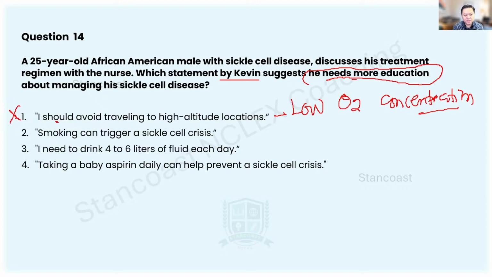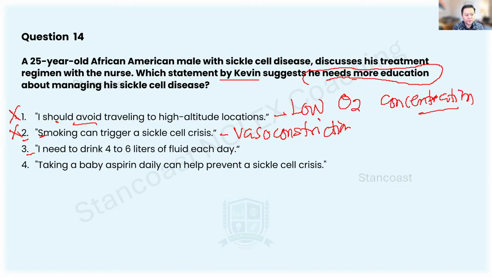No, they should avoid. What about 2? Smoking can trigger a sickle cell crisis. We know that this can lead to vasoconstriction, which can also decrease the blood flow to the organs, right? This is going to lead to a vaso-occlusive crisis. So this is a good statement, so we are eliminating that one.